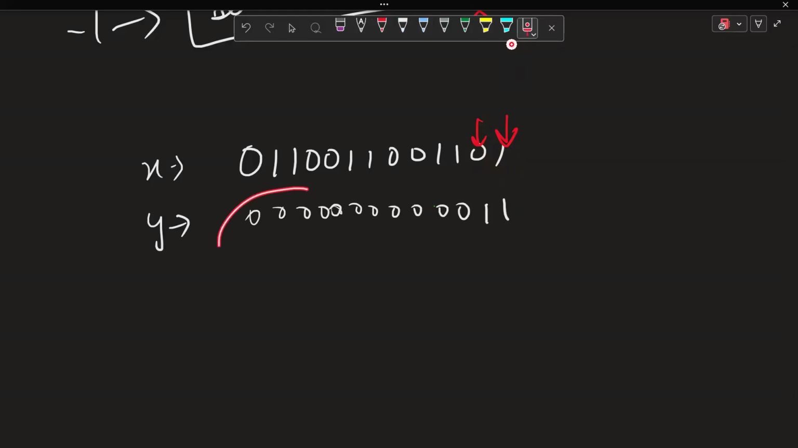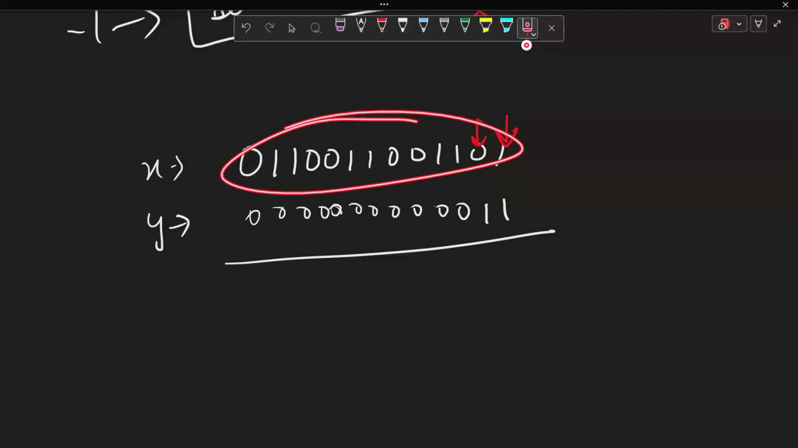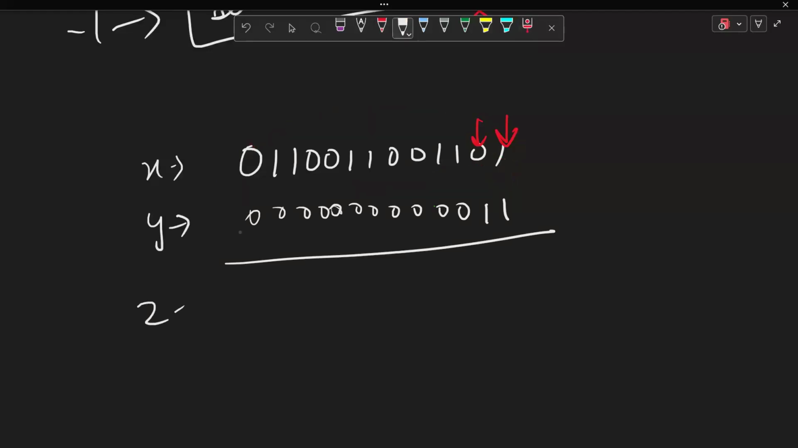If I select such a y, then my condition would be satisfied. Why? If you observe this, if I do something like this, then what z do I get?